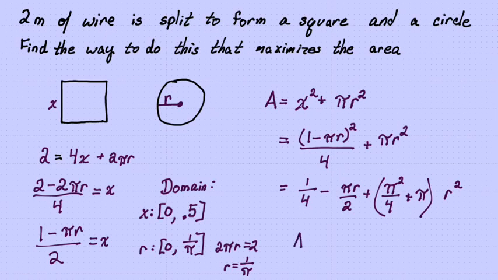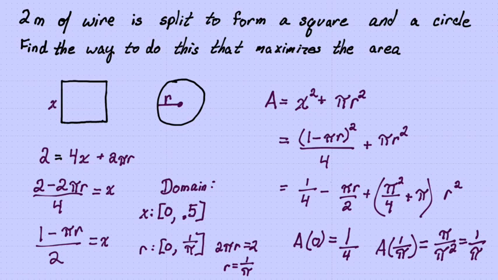And now A of 0 is equal to 1/4. And A of 1 over pi is equal to 1 over pi. So the maximum value is when there is no square and there is just a circle.